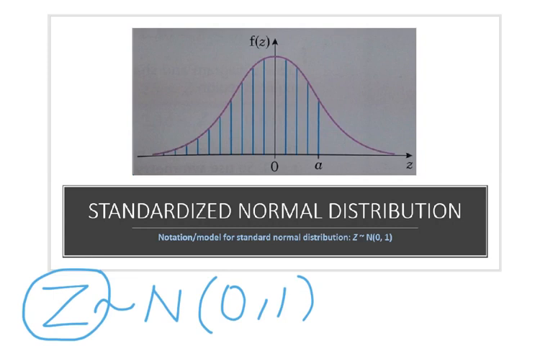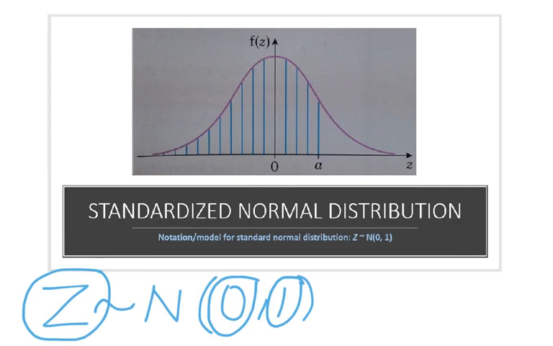In the bracket, the first value is the mean and the second value is the variance. For the standardized normal distribution, the mean is always 0. Look at the standardized normal distribution graph here. The mean is always the middle line, and the value is 0.